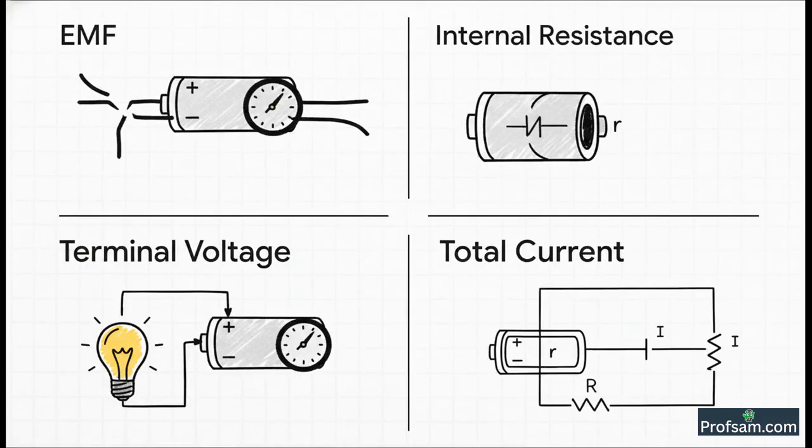Okay, let's lock in these crucial points. 1. EMF, or epsilon, is the maximum voltage a source has, measured in an open circuit. 2. Internal resistance, small r, is that hidden resistance inside the source itself. 3. Terminal voltage, V, is the actual voltage you get when current is flowing, and its formula is V equals epsilon minus IR. And finally, from this, we know that the total current a cell can give to a circuit is the total EMF divided by the total resistance, which is the external R plus the internal r.